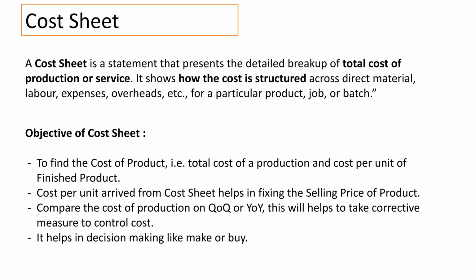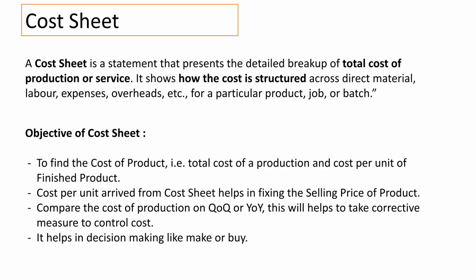Now let us understand what a cost sheet is and why we need to prepare it. A cost sheet is a statement that presents the detailed breakup of total cost of production or service. It shows how the cost is structured across direct material, labor, expenses, overheads, etc. for a particular product, job, or batch. In short, it is a statement from which we can find the cost of production and cost per unit of product or service.